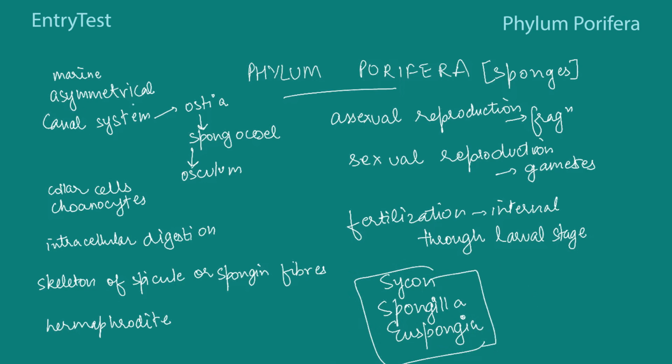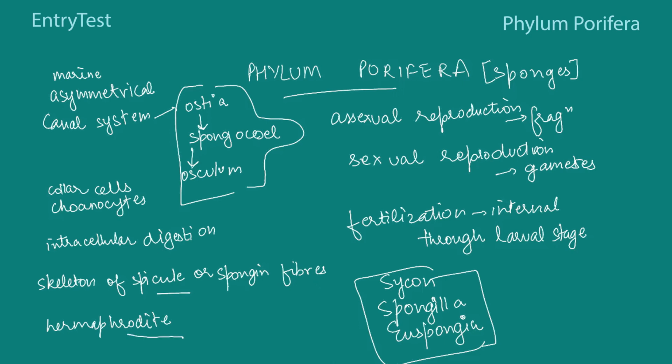They are marine, asymmetrical, have a canal system. Ostia is through which the water enters into the spongiocele and goes out through the osculum. Collar cells are there called choanocytes, and digestion is intracellular. The skeleton is made up of spicules or spongin fibers.